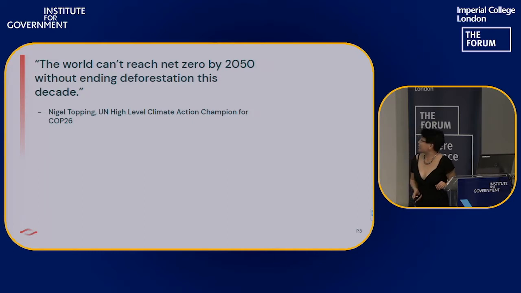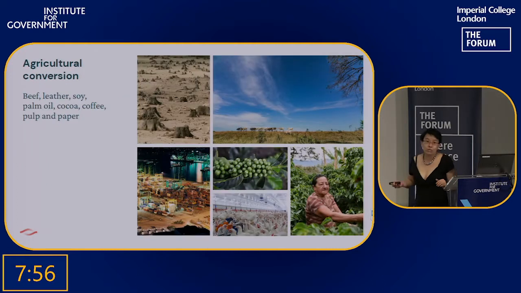deforestation. The IPCC estimates that about 11% of global emissions are due to deforestation and land use change. And one key driver of deforestation is agricultural conversion for key commodities. Put simply, forests are cleared so that cattle can graze and they are later processed into beef or leather. Forests are cleared so that soy can be grown, palm oil, coffee, cocoa, various other commodities. And some of these commodities are consumed domestically in the countries where they are produced, but a substantial proportion is also traded internationally, and that contributes to global emissions.